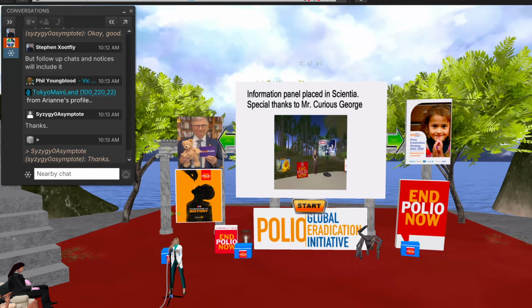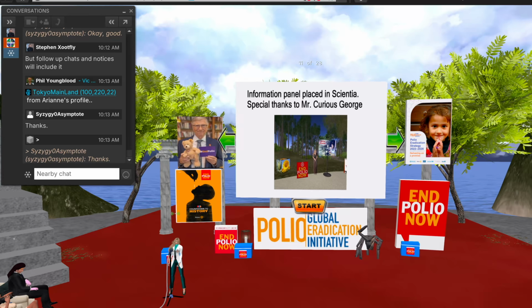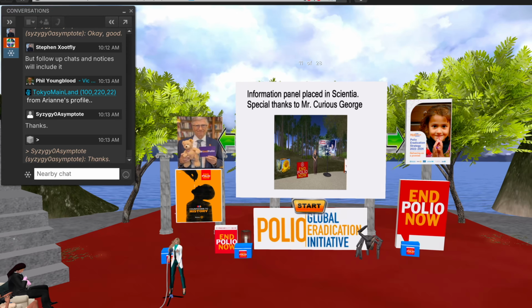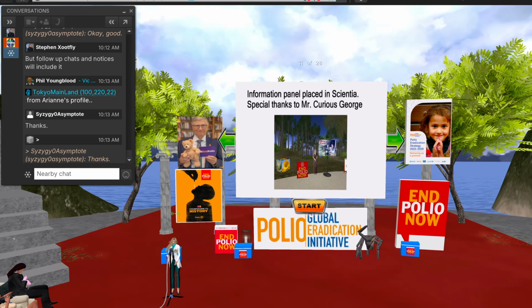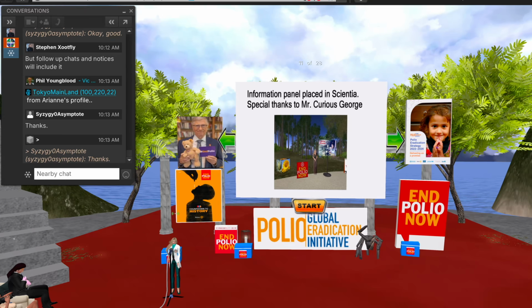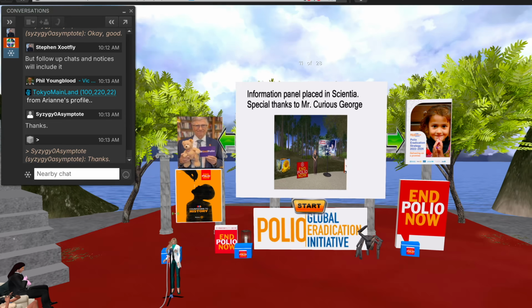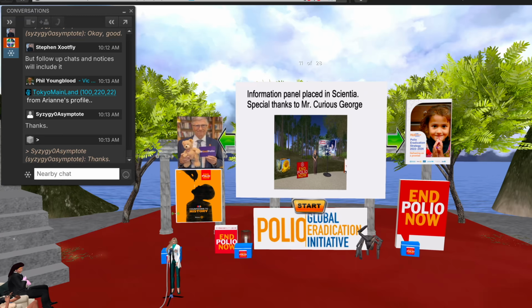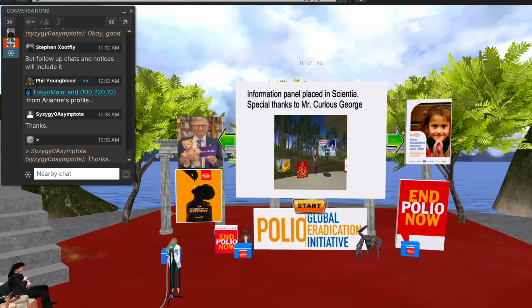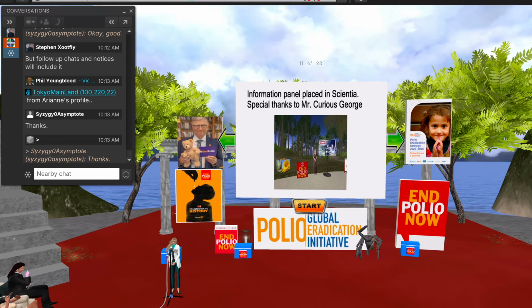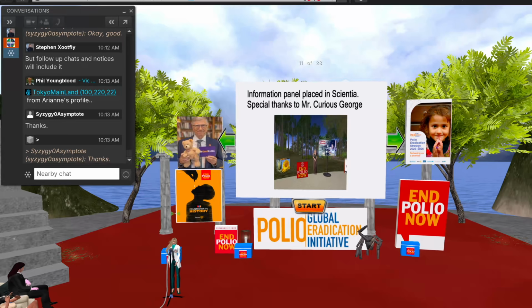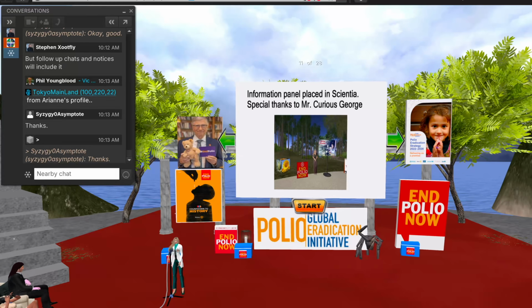Compared with these outreach activities conducted outside Second Life, in-world outreach may not yet be sufficient. Nevertheless, I am deeply grateful that an information panel has been installed in the plaza of the Scientia Sim through the kind cooperation of Mr. Curious George. I would like to take this opportunity to express my sincere appreciation. The panel is located very close to the classical concert venue where pianist Ari performs.